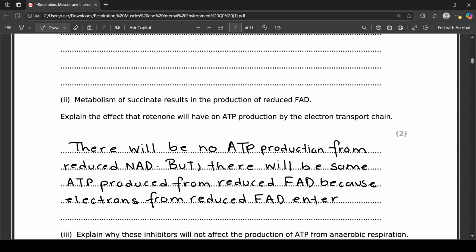And let's write ETC, short for electron transport chain, after the site of inhibition of rotenone.